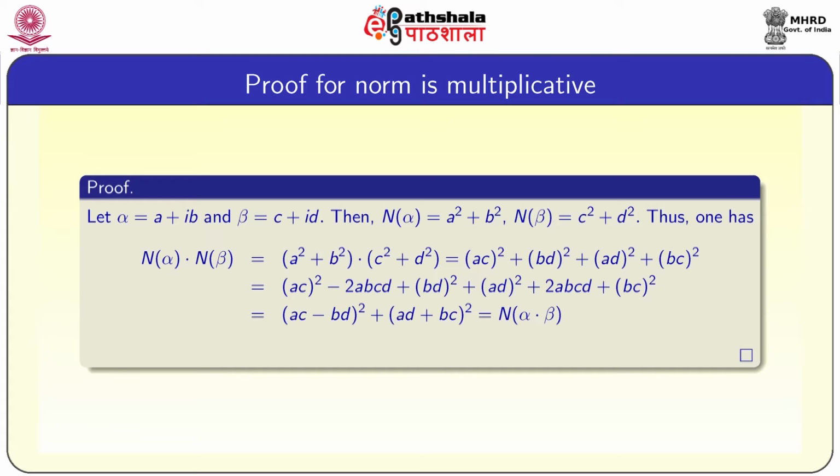So, this is one of the interesting properties of norm, that norm is multiplicative, that is, norm of alpha into beta equals norm of alpha into norm of beta. We saw that in arithmetic functions also the multiplicative property is similar to this. There we required that GCD of a and b is 1, but here there is no restriction.